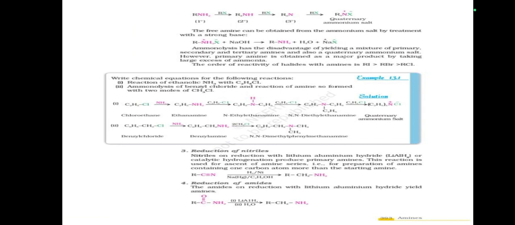Reduction of nitriles. Nitriles on reduction with lithium aluminum hydride or catalytic hydrogenation produce primary amines. This reaction is used for ascent of the amine series, that is, for preparation of amines containing one carbon atom more than the starting amine. Reduction of amides. Amides on reduction with lithium aluminum hydride yield amines.